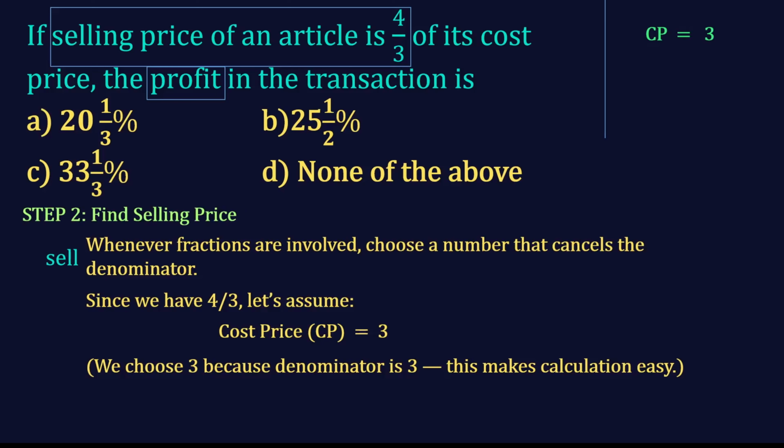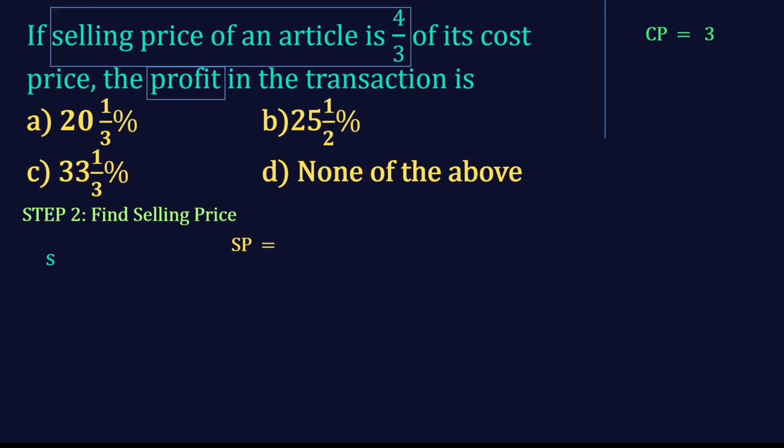So we need to find the selling price. I can write selling price equal 4/3, which is from the question, times the cost price. We already assumed the cost price, which is 3. So I can write 4/3 times 3. That would be 3 cancel. That would be the selling price equal to 4. Let me place it up there.